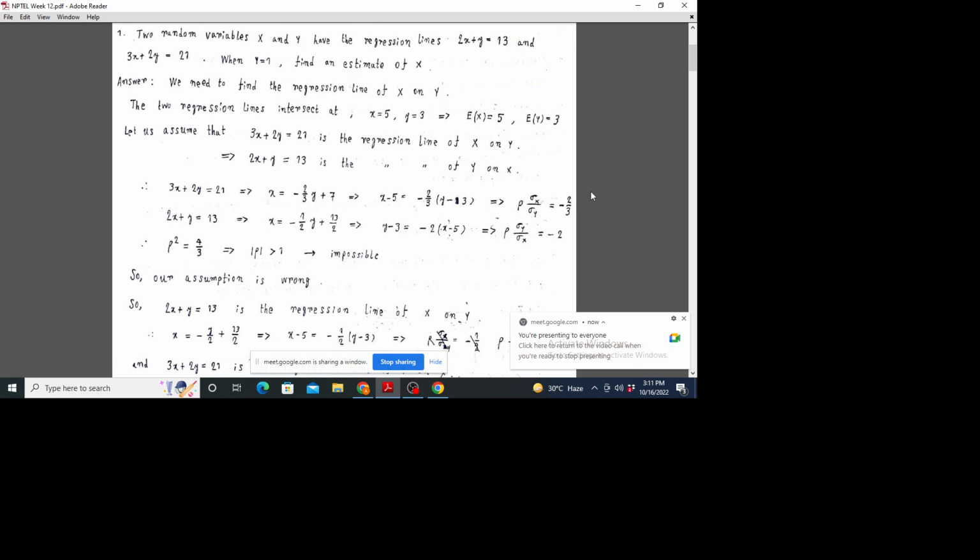So let us start. The main concept for this week is regression and testing of hypothesis. Let us first look at two problems from regression, then we'll move on to the testing of hypothesis. Okay, so let us start. This is the problem statement, the same problem that is given in the assignment itself.